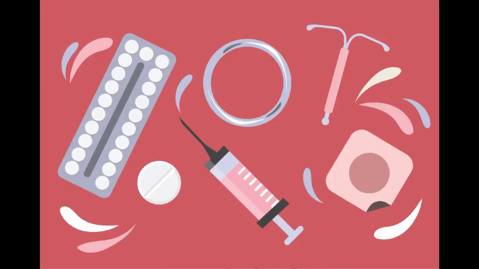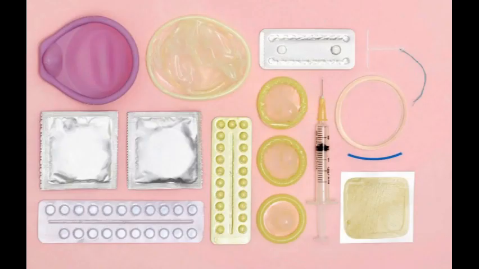Hormonal methods. Hormonal methods of contraception include birth control pills, patches, injections, and vaginal rings. They work by releasing hormones that prevent ovulation, thicken cervical mucus, and thin the lining of the uterus to prevent implantation of a fertilized egg. These methods are highly effective when used correctly, with a failure rate of less than 1% for perfect use and 7% for typical use.